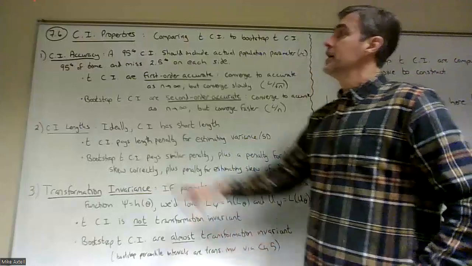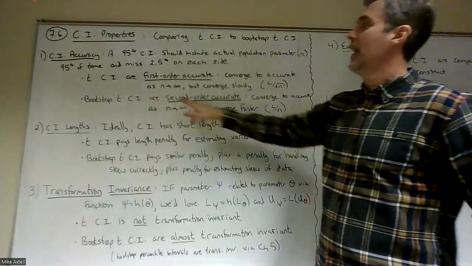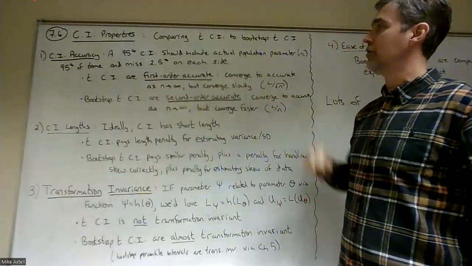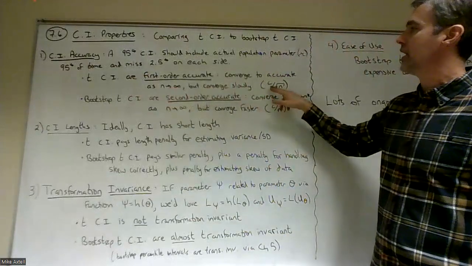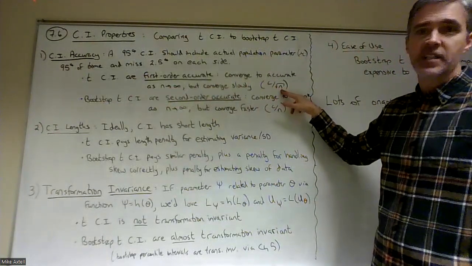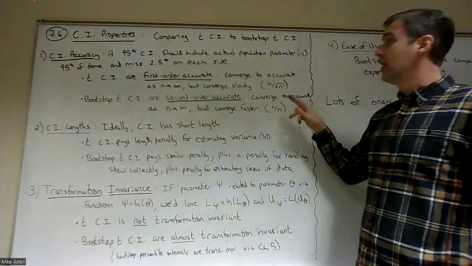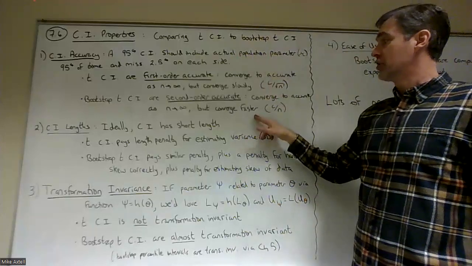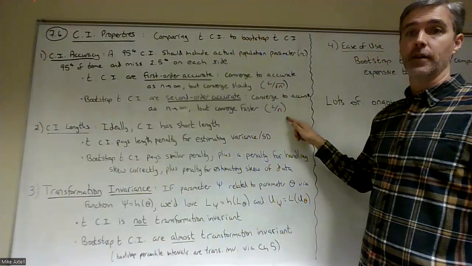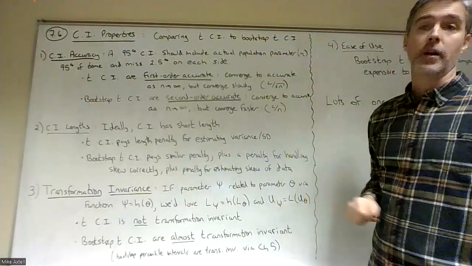Okay, well, t confidence intervals are first order accurate. That means they converge to this ideal as our sample size approaches infinity. So the bigger the sample size, the better you get. But it converges slowly. Like imagine how quickly it takes for c over the square root of n to go to 0 as n gets bigger, okay? Somewhat slowly. Now bootstrap t confidence intervals are second order accurate. They also converge to this ideal, but much faster. So imagine how much faster c over n converges to 0 as n approaches infinity versus c over the square root of n, okay? So chalk one up for bootstrap t.